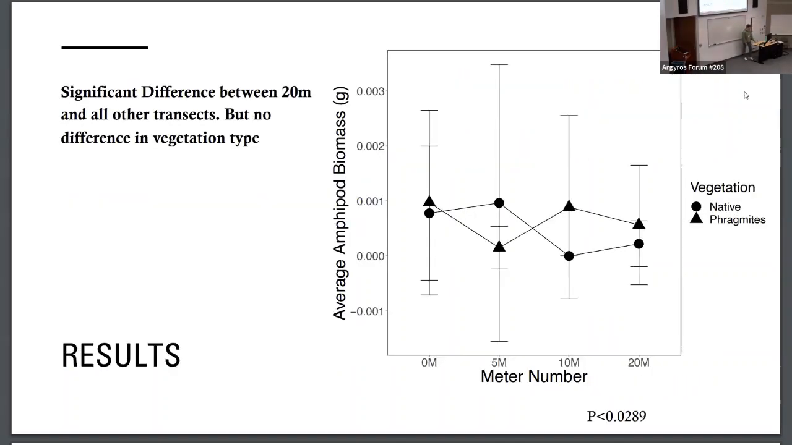So for the results, this first graph shows the average amphipod biomass by the transects and by the vegetation type. For what was statistically significant, we found that there was a difference in average amphipod biomass between the 20 meter mark and the 0, 5, and 10 meter. However, this was not statistically different between vegetation type. So there was no difference in average amphipod biomass between vegetation type, only transect, which in terms of the vegetation, doesn't really matter.